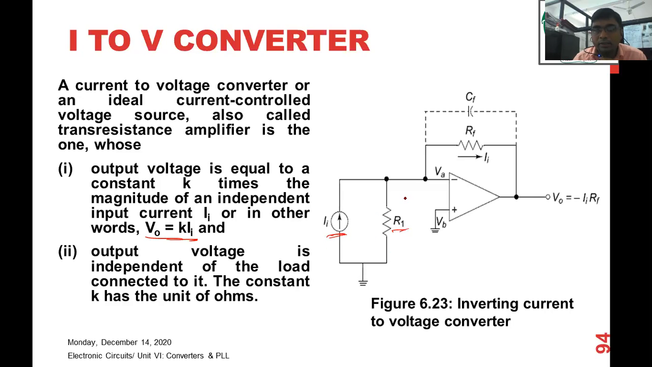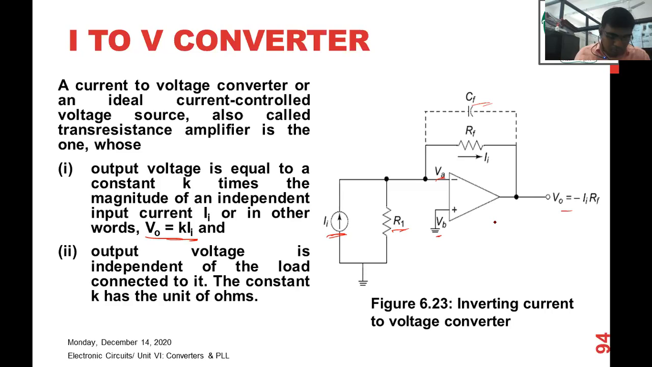It is a Norton equivalent circuitry, and this is the terminal voltage VA, and this is a non-inverting terminal connected to the ground. CF is optional. I told you why we have to use the CF. If you have not connected it, it doesn't change any conditions. It is only for high frequency circuits. Then RF is a feedback resistor, and the output is here.